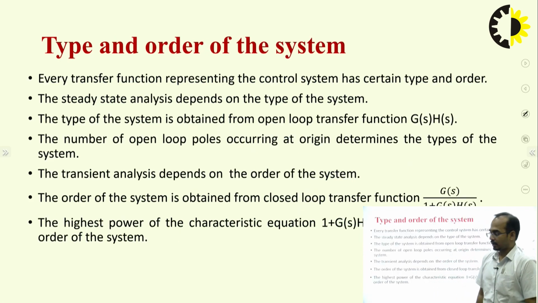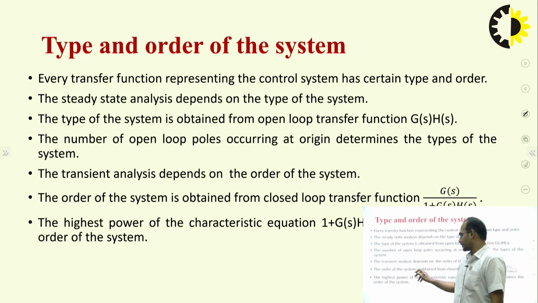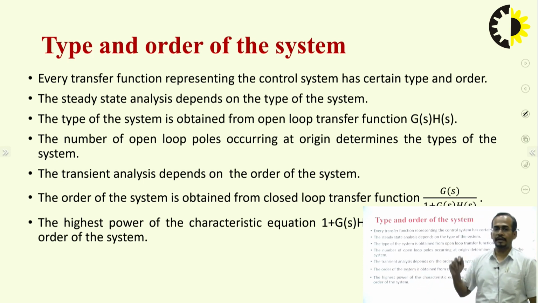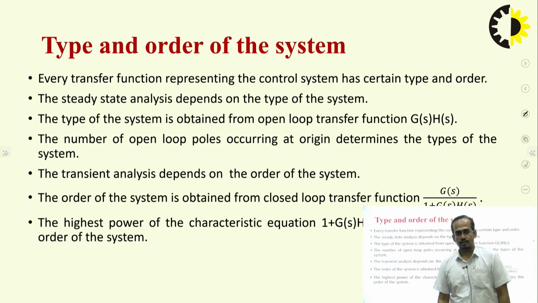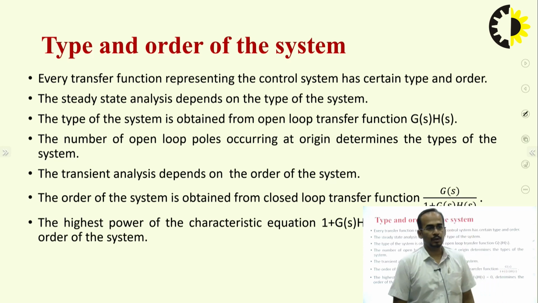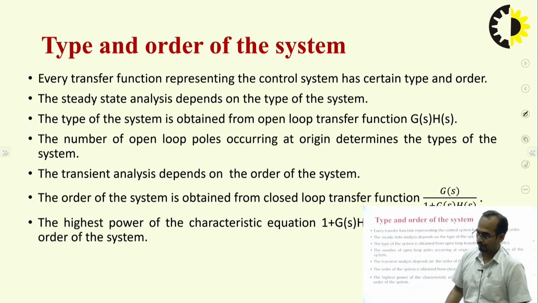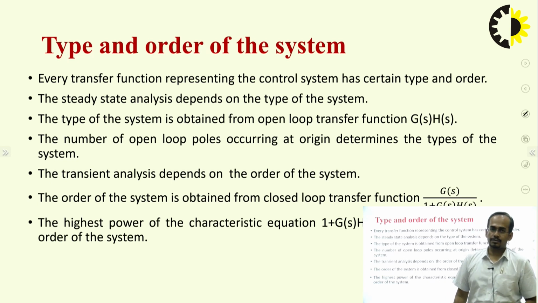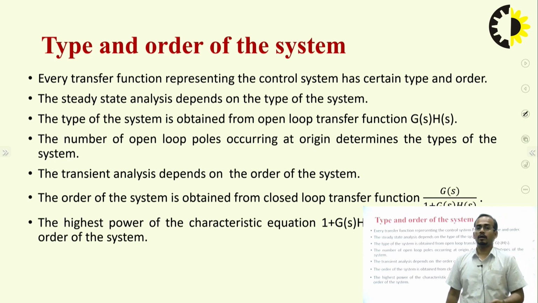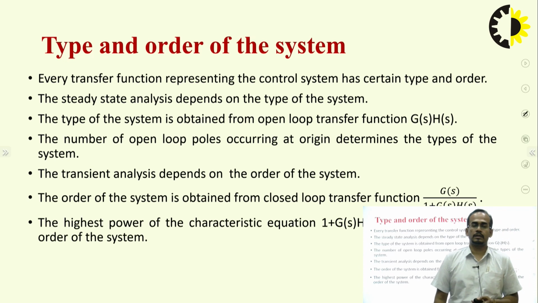Now, how will you define the order of the system? The order of the system is obtained from the closed loop transfer function. The closed loop transfer function is given as G(s) upon 1 plus G(s)H(s). From the characteristic equation we can define the order of the system. The highest power of the characteristic equation will give the information about the order of the system.